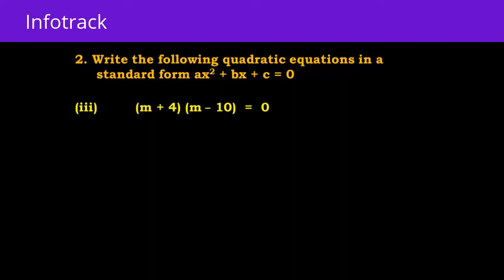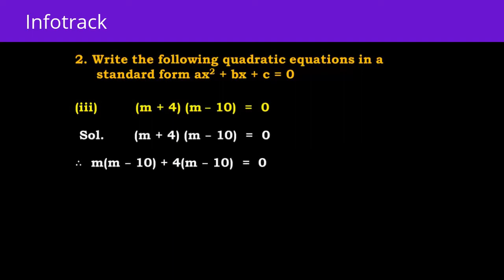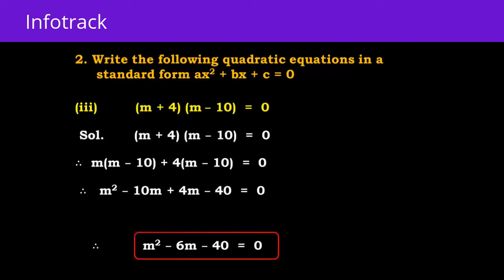m plus 4 into m minus 10 is equal to 0. So let us solve this bracket. We multiply first m into m minus 10 plus 4 into m minus 10. For the first bracket we get m square minus 10m, and for the second 4m minus 40. So m square minus 10m plus 4m will become minus 6m. So m square minus 6m minus 40 is equal to 0. This is in general form, ax square plus bx plus c is equal to 0.